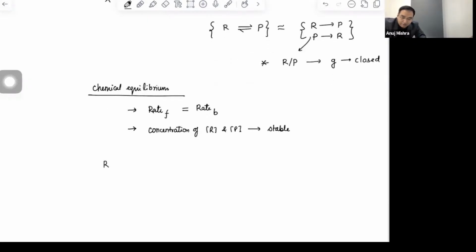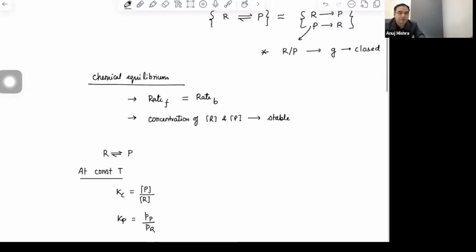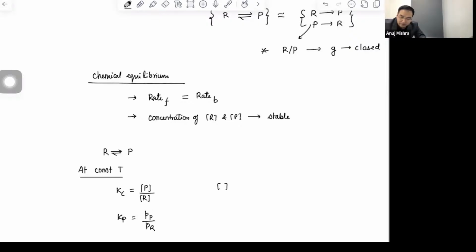If you write any reaction, R gives P, reactant gives product, at constant temperature, we define a term, Kc, and Kc is concentration of product upon concentration of reactant. And we define Kp, which is pressure of product, pressure of reactant, if it is gas, of course. Okay. So what is this word? This is concentration. And what is this word? This is partial pressure. All right, everyone. इसमें कोई problem किसी को?